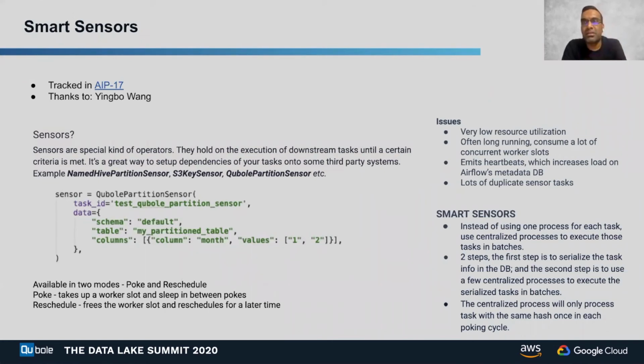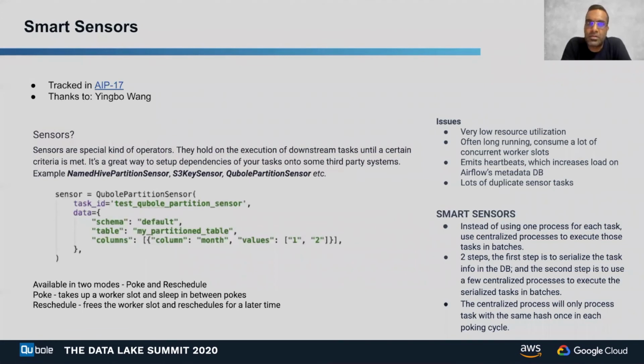So it is actually available in two modes. It's called poke and reschedule. Poke is basically a worker thread will pick it up, like Airflow workers will pick it up, and they will go to sleep in between pokes. There are variables like poke interval and poke timeout and all those things. So it will sleep until the condition is met or it fails. And the second is reschedule. Here the worker actually reschedules the sensor task, and it will be free.